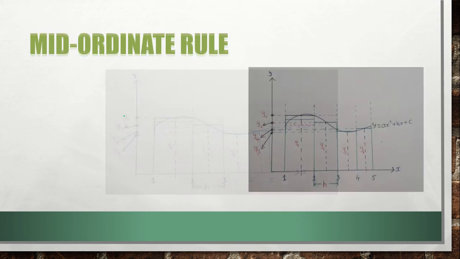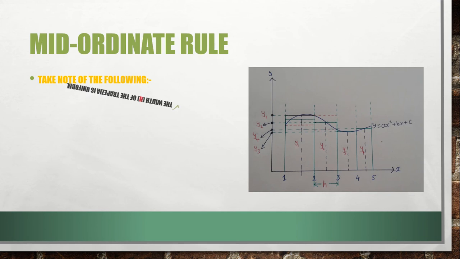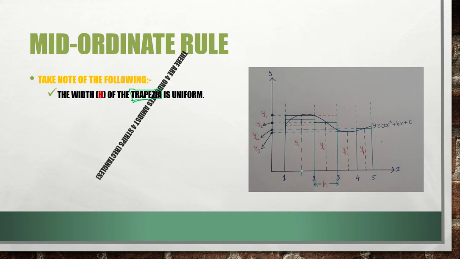And I would like you to take note of the following. The width of the rectangles, sorry that I have here what we term as trapezium, it should not be trapezium, it should be rectangle, is uniform in this format. So notice at each particular point we have 1 unit, 1 unit, 1 unit. That's something you need to note.